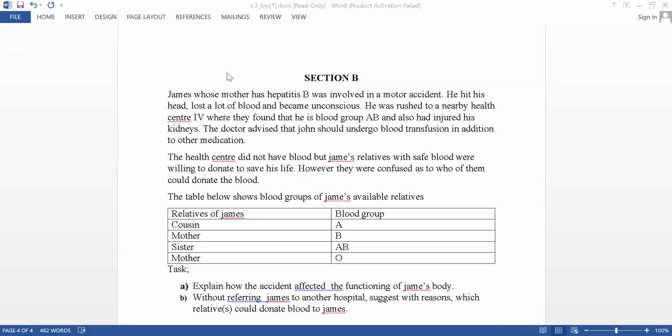Someone has answered there. It affected him when he injured his kidney. His sister. All can except mother who has hepatitis B. I want you to answer that. You're going to tell me those answers.